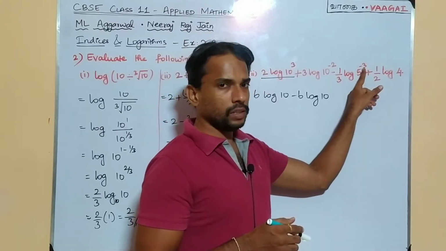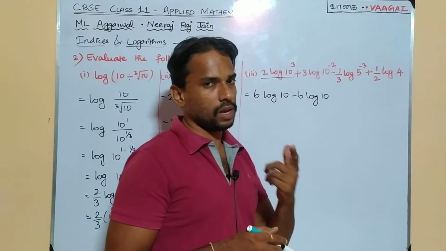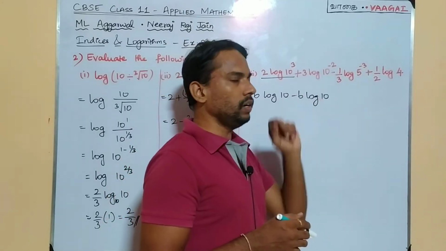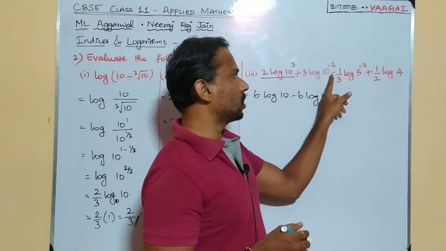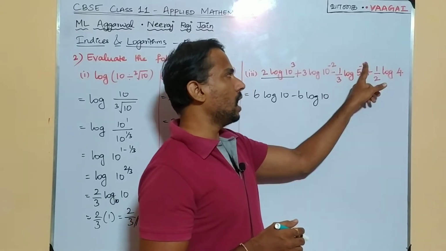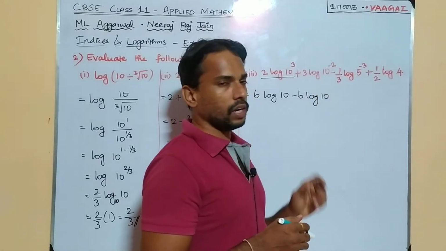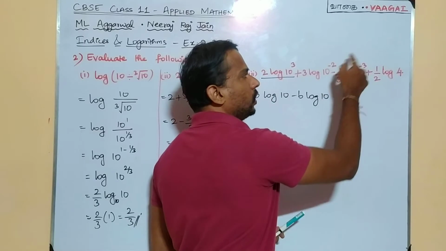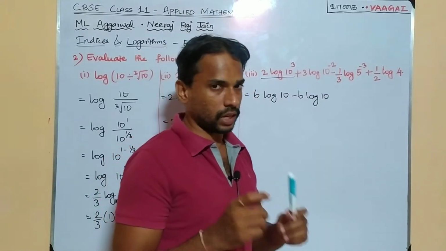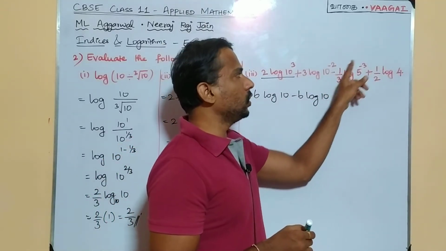Now I can again bring this minus 3 to the front. Be careful. I can bring this minus 3 to the front so that it will become what? This is already minus 1 by 3, and when I bring this minus 3 to the front, it will become minus 1 into minus 3. So be careful with the signs also. This is minus 1 into minus 3.